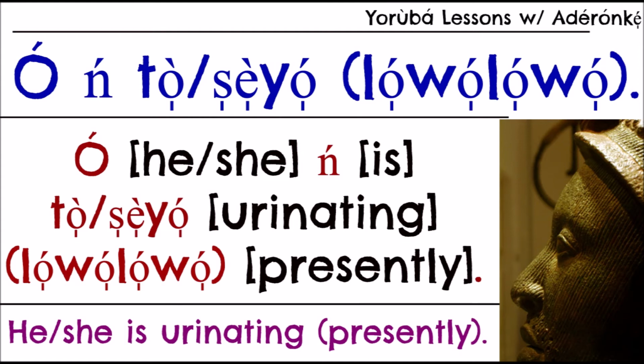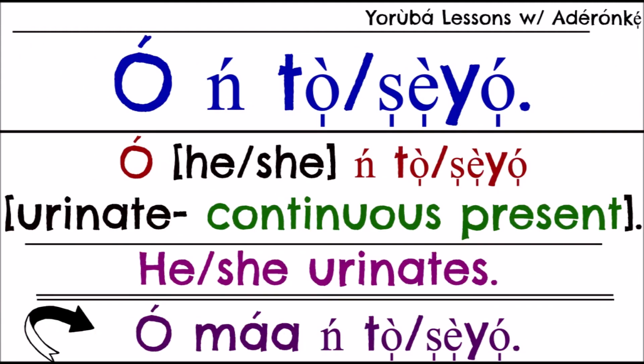He or she o to or sheyo, urinating, lowo lowo, presently. So onto onsheyo lowo lowo. And then like I said earlier, if you want to say he or she urinates, you'd say onto onsheyo and exclude the lowo lowo. You could also say o man to o man sheyo, that's also a good way of saying it. He or she urinates. They may not be urinating presently at this exact moment, but of course it's something that they do.